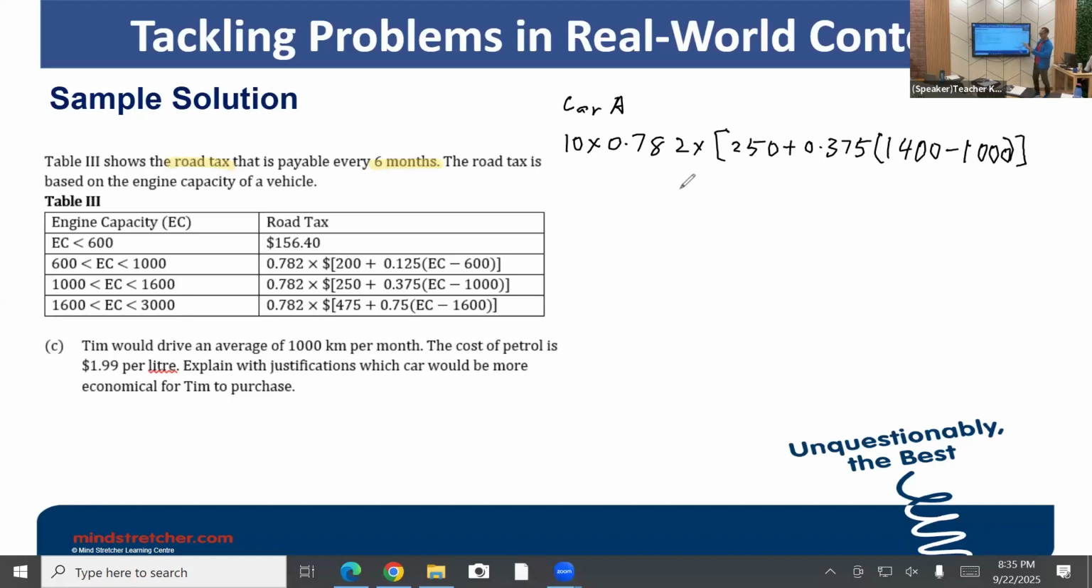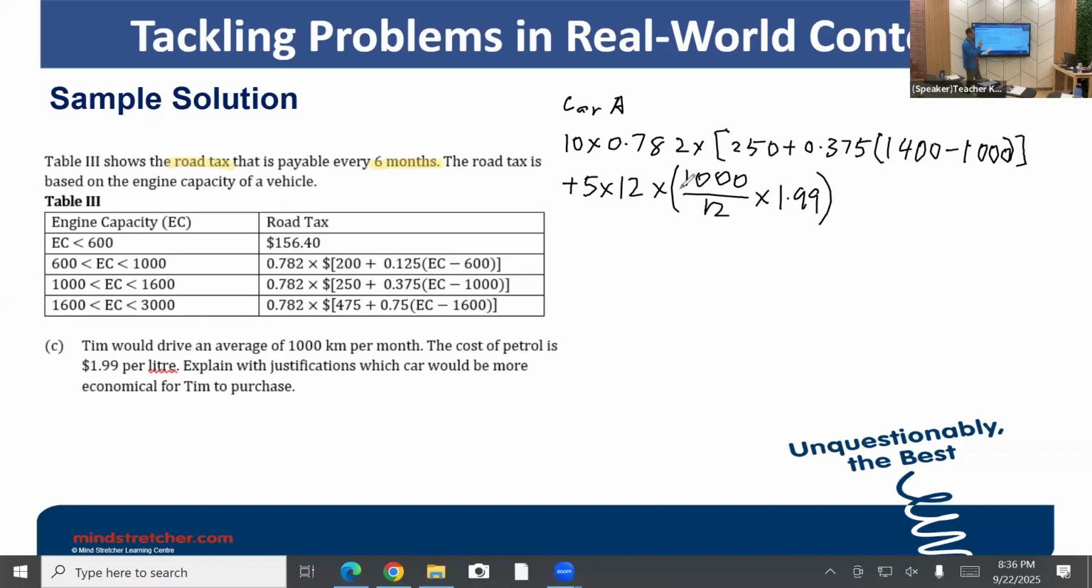Okay, then after that, the next thing was the, because you will be using it for 5 years only, right? So I can actually consider adding this next one, which is the 5 times 12 times this. This is actually the petrol, right? Which is 1,000 over 12 multiplied by 1.99. Okay, so this is actually for the next part, which is the cost of petrol.